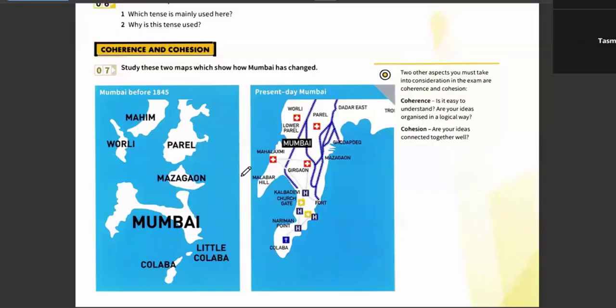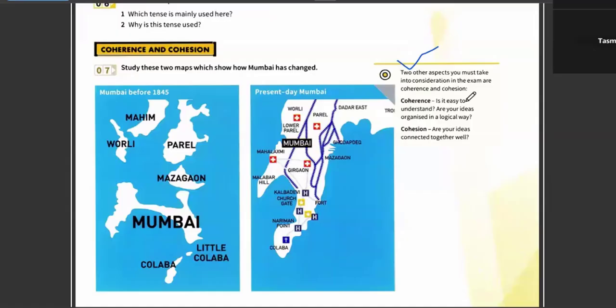And cohesion is the way or the state in which the whole paragraph or the whole writing is coming together, and one sentence is sticking to the other and continuing from the previous sentence that we are writing. So here there's a note given to clarify your confusion more, if you did not understand what I told you. The two other aspects you must take into consideration in the exam are coherence and cohesion.